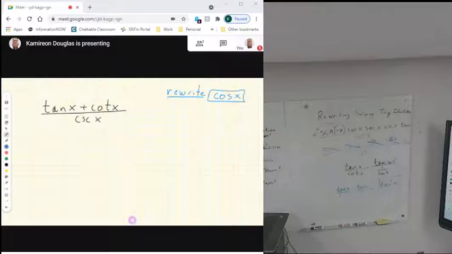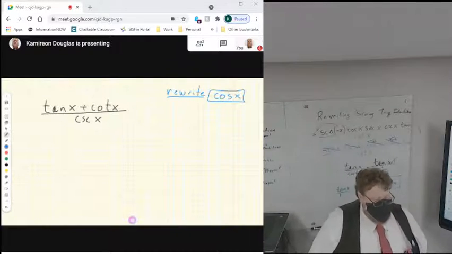And especially rule number 4: if all else fails, convert into sines and cosines. I need to rewrite this function with just sines and just cosines. So, let's talk about some good first steps. One good first step: convert everything into a sine and a cosine.